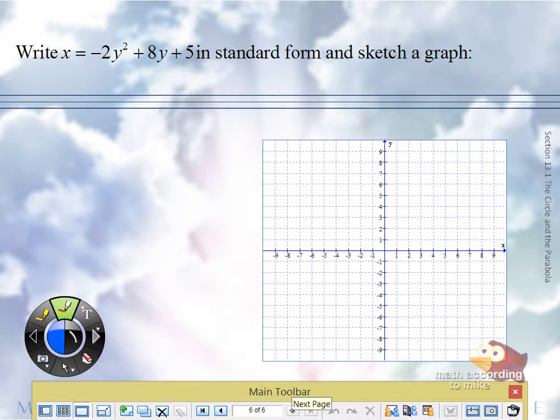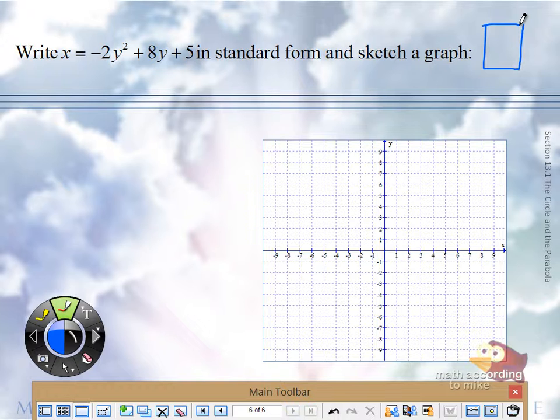Write x equals negative 2y squared plus 8y plus 5 in standard form and sketch a graph. We need to get it into that HK and P format. The way we're going to do that is by, here's your hint, completing the square for the y's.